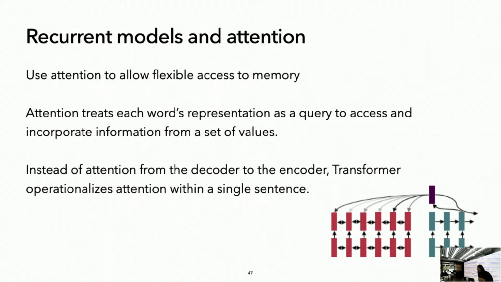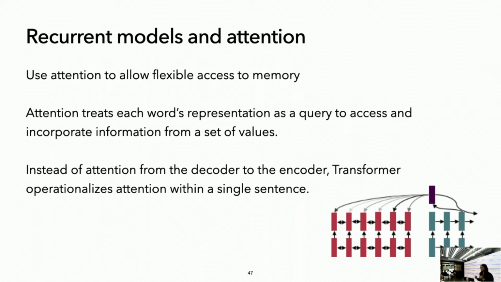I'm going to just talk about attention and the transformers, since it's a very clever idea. You can use attention to allow very flexible access to memories or to the input. Basically, what attention does is mimic how humans view specific words. When we look at a text from left to right, some words may be very important. If I see something like, I really like Bangkok, you probably put attention to like and Bangkok. You probably are not going to put a lot of attention towards very, right? So attention treats each word's representation as a query to access and incorporate information from a set of values.